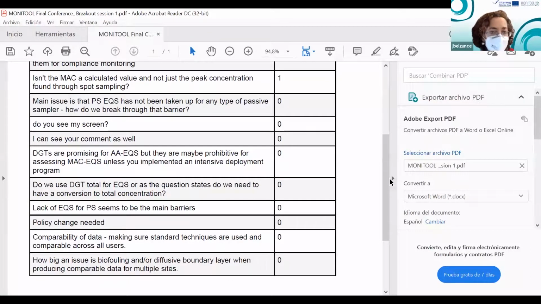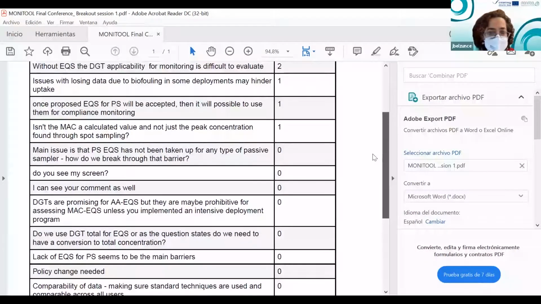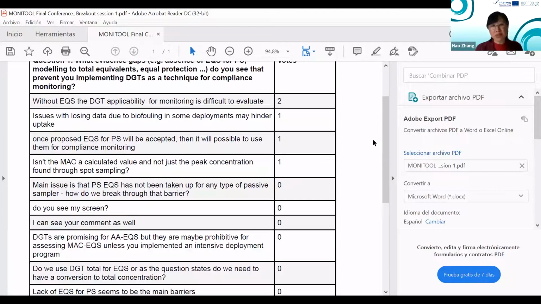Hi, yes, Maria has given a good summary of our discussion. I don't have much to add. Yeah, the main problem is EQS. We don't have EQS for passive sampling, so that's preventing the acceptance of passive sampling. I think that's the first step. Of course, the policy change is very important too.